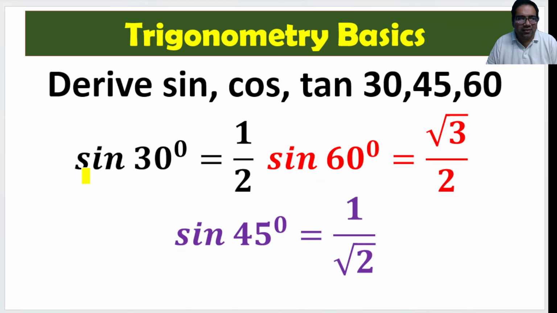We all know sin 30 is half, sin 60 degrees is root 3 by 2, sin 45 degrees is 1 by root 2, etc. But how do we get this? How can we derive this? Is there any simple way? This is a very important thing to understand, these basics.